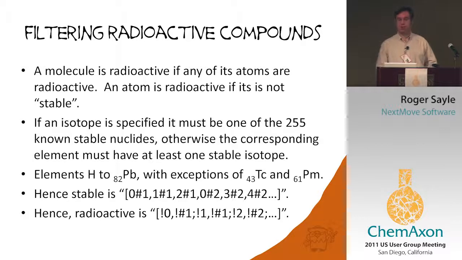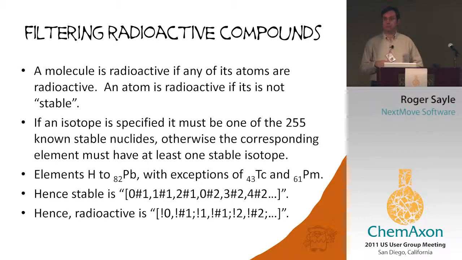An atom is radioactive if it's not stable. It turns out there are 255 known stable nuclides, and so therefore if your molecule doesn't use one of those, or uses an element that has no stable nuclides, it is by definition a radioactive compound. And so it turns out this is all the elements from hydrogen to lead, with the exceptions of technetium and promethium. And so an interesting SMARTS pattern for is stable is to say, well, a hydrogen without any isotope specified, protium or deuterium, tritium being radioactive is not on the list, or a helium without an isotope specified, and you end up with a big list like that.